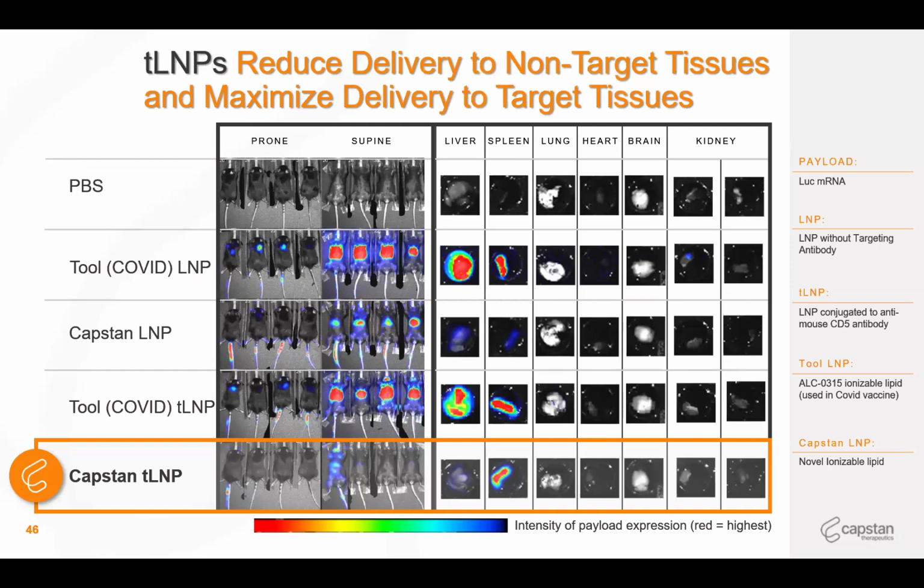I want to share with you some of the optimization that was done on the lipid formulation here. The COVID LNP, otherwise known as the tool, is shown here. So look at the ratio of the liver to the spleen. Remember, we want to go to the spleen. Here is an antibody-targeted lipid nanoparticle. And that ratio is a little bit different, but not much. And here is a Capstan formulation lipid. And you can see detargeting of the liver and targeting of the spleen.